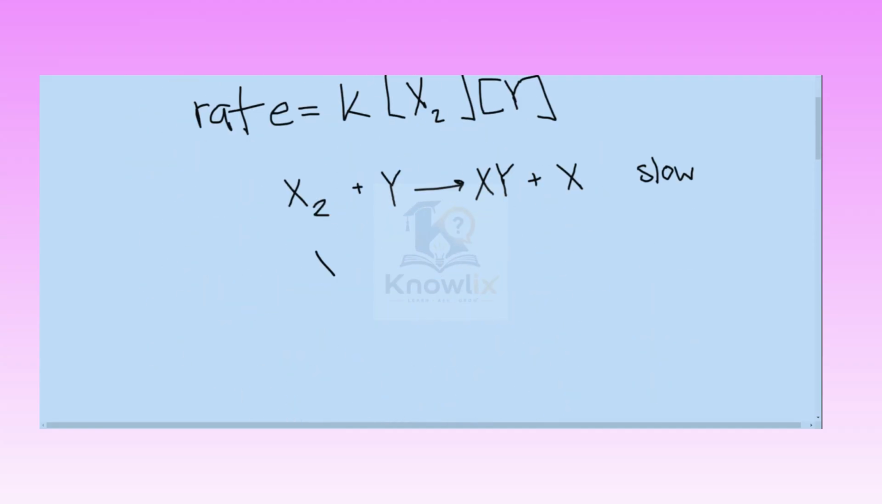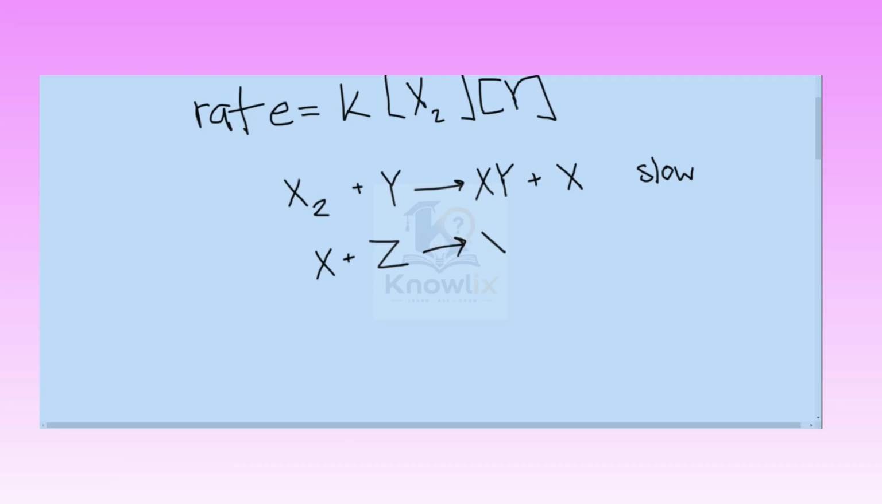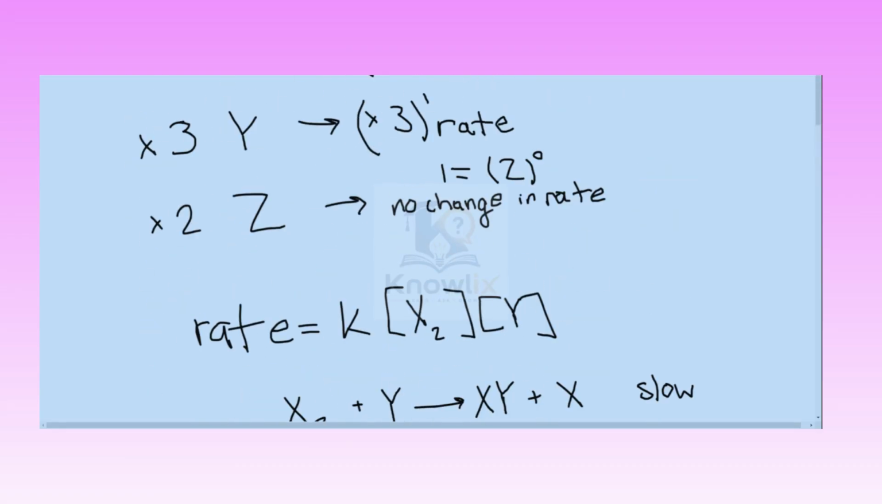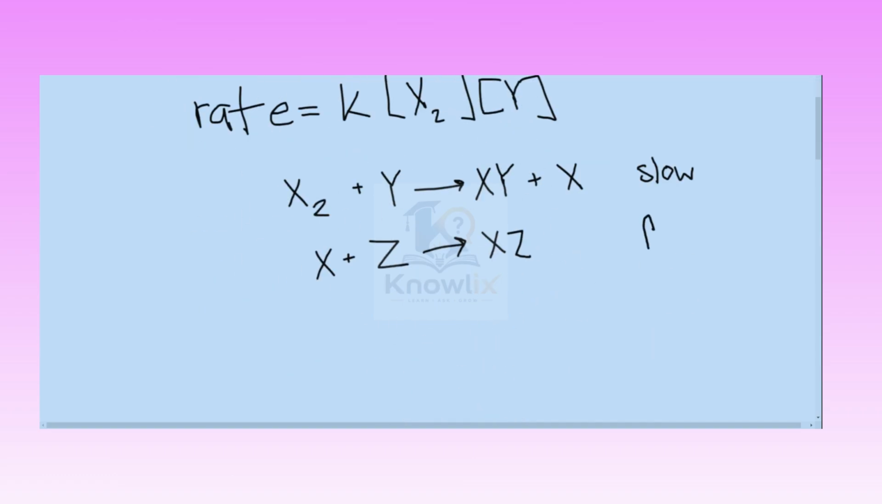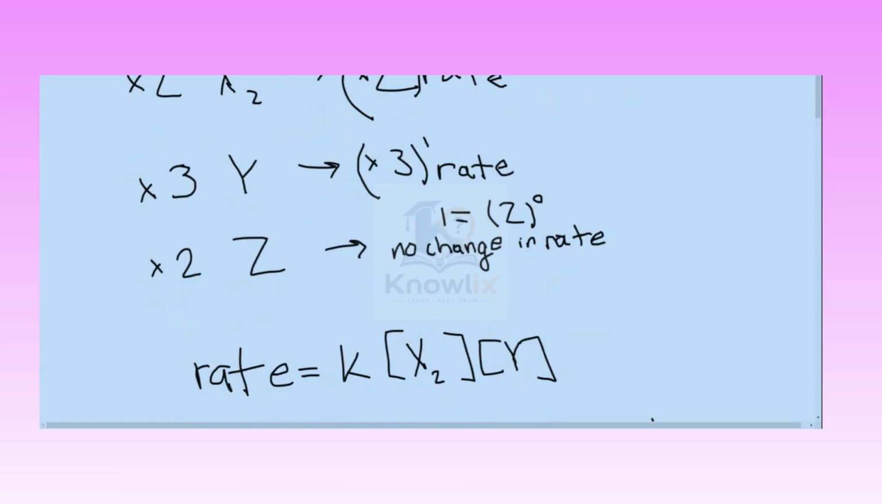So we would have X and react that with X from this step. It would be an intermediate. We take that X, we react it with Z, and we would get the other product, XZ, as we see here. And this would be the fast step, so it wouldn't play a role in the rate, but it does give us the product that we need.